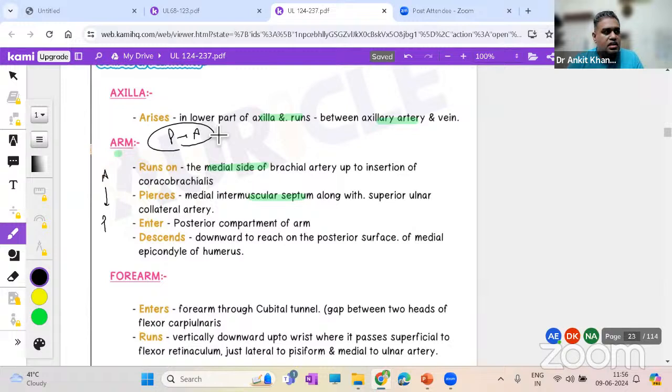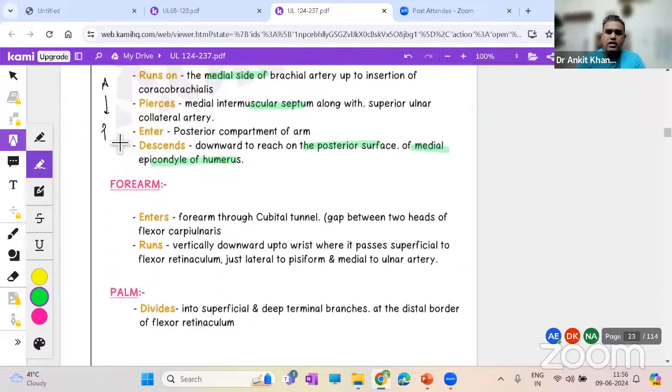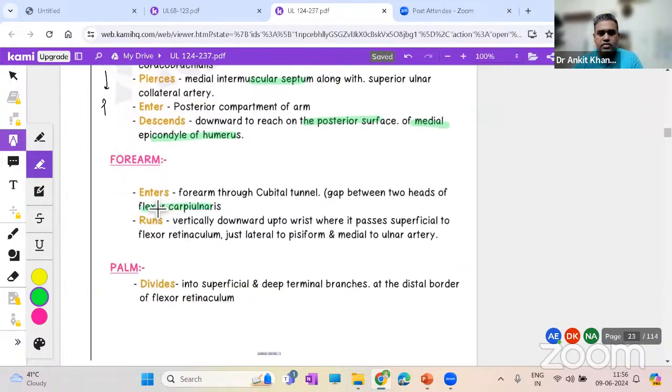Therefore, in the contents of the cubital fossa, the mnemonic is MBBR. There is no U. You might be thinking, sir, where is the ulnar nerve passing? The ulnar nerve at the elbow is passing behind the medial epicondyle. Okay. So understand this, that it descends over here on the posterior surface of the medial epicondyle of the humerus in the arm. And then in the forearm, it passes between the two heads of flexor carpi ulnaris.